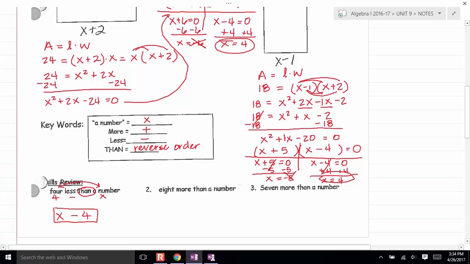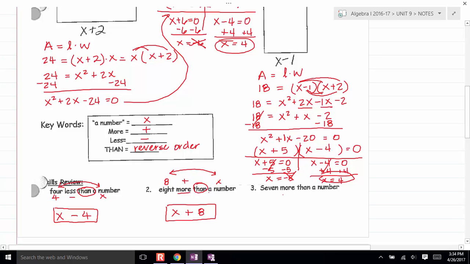On number 2, same thing. They start off with the number 8. We have the word more, so we know that we're talking about the operation addition. A number would be x, but since it says then, that signals that they want us to switch the order. We want to write the x first, then the operation addition, and then the 8. So 8 more than a number would actually be written as x plus 8.